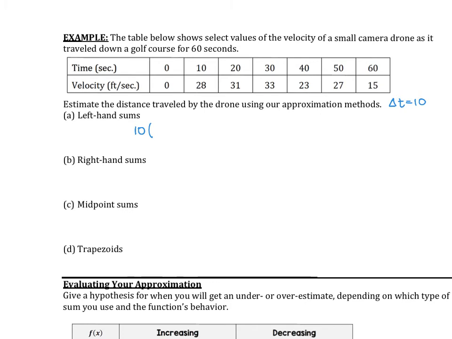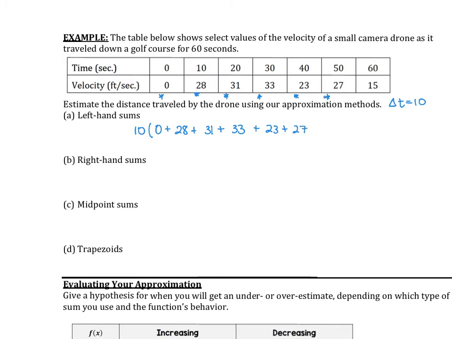Using the left-hand sums, remember from that example on that graph with the traffic light, I'm going to start with the left-hand corner at 0, the first rectangle. And the next rectangle is going to be at 28. And the next rectangle, at 31. And the next rectangle, at 33. And the next rectangle is going to be at 23. And then the last rectangle is going to be at 27.